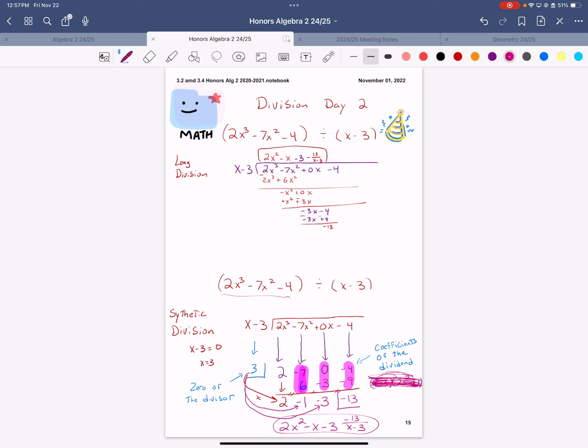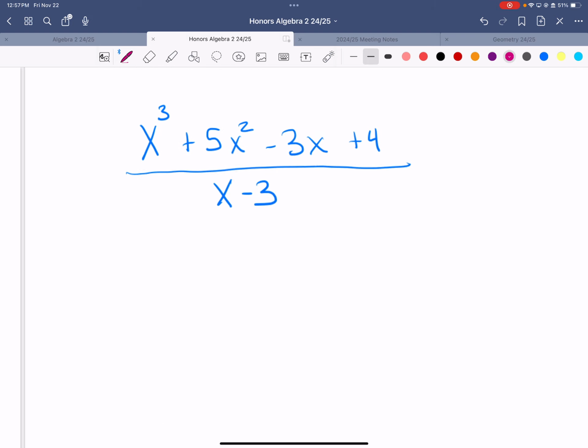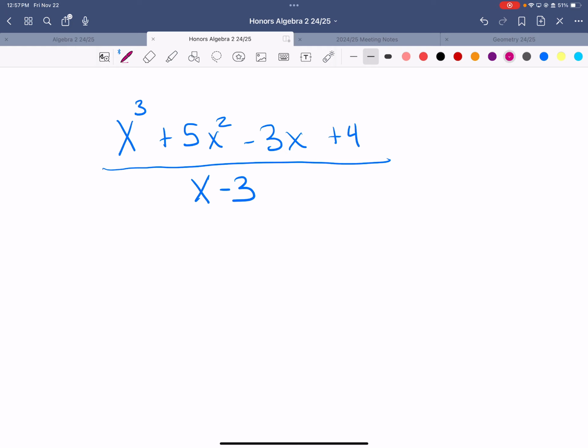Okay? So let's look at a couple examples. So we've got x cubed plus 5x squared minus 3x plus 4. We're going to take and divide it by x minus 3. Now, do not rewrite it as a long division problem. We're just going to rewrite it. What goes inside the box, or kind of box? 3. Right? Remember, it's whatever makes that 0.